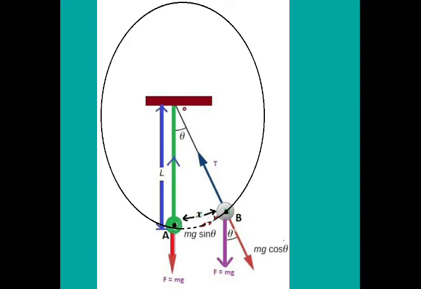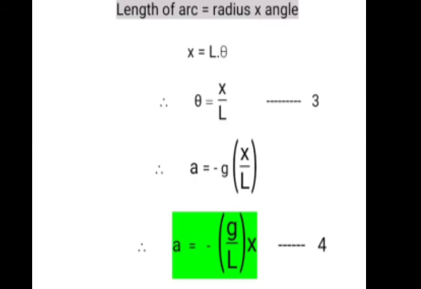What is the length of arc here? X. What is the radius? L. What is the angle? Theta. So how can you write the equation now? Length of arc is equal to radius into angle, so we are writing it as x is equal to L into theta. So from this equation, theta is equal to what? X by L. We are taking it as the third equation.